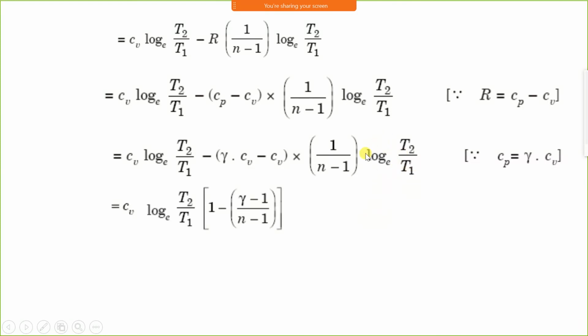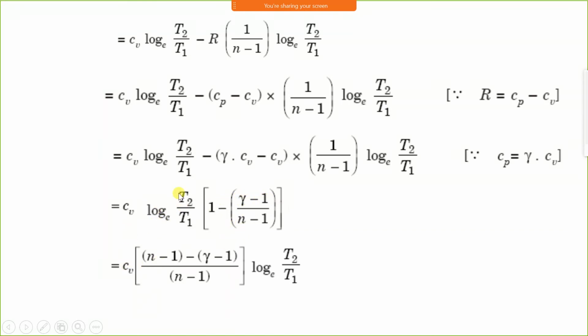Now take Cv log base e T2 by T1 common. Then this term will be 1. We are taking Cv common from this term, then it will be gamma minus 1 upon n minus 1. This term we have already taken common. Now cross multiply it, it will be n minus 1 minus gamma minus 1 upon n minus 1 into Cv.